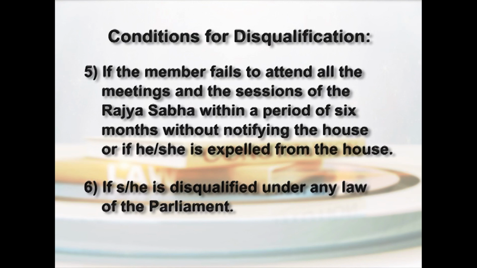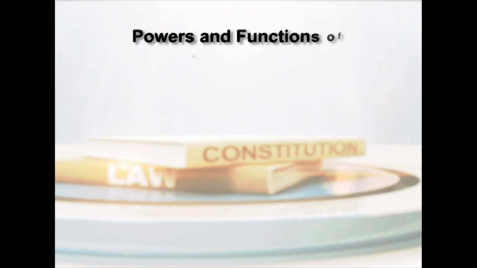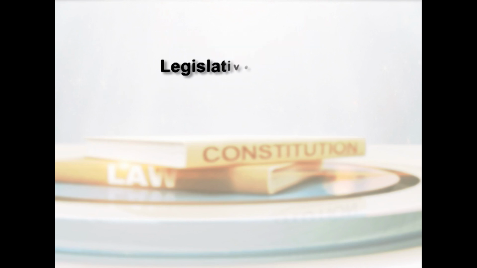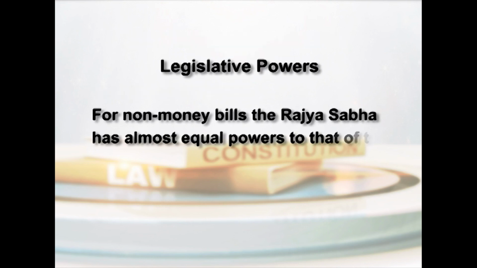Now let us discuss the powers and functions of the Rajya Sabha. First, we will be discussing the legislative power. So far as non-money bills are concerned, the Rajya Sabha has almost equal power with that of the Lok Sabha. An ordinary bill can be originated in either of the two houses and it may be passed in both the houses.